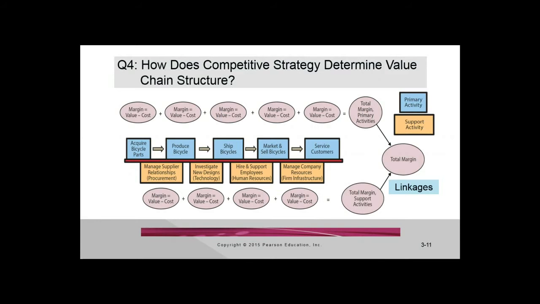Okay, it says acquire bicycle parts. Now, acquire bicycle parts is an example of that, but what we call that first one, and this is important, is inbound logistics. Inbound logistics is sourcing whatever I need to do my function. If I'm making bicycles, obviously I need steel, I need rubber, I need the parts, whatever the parts are, right? So all that's called inbound logistics, right?